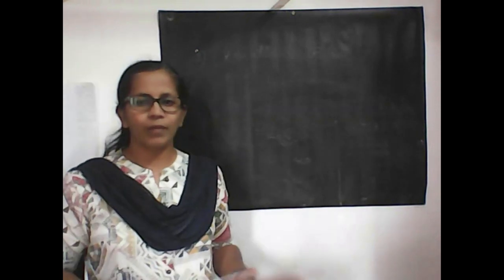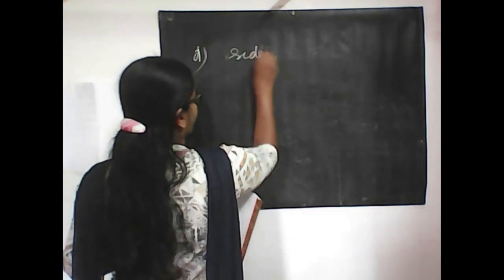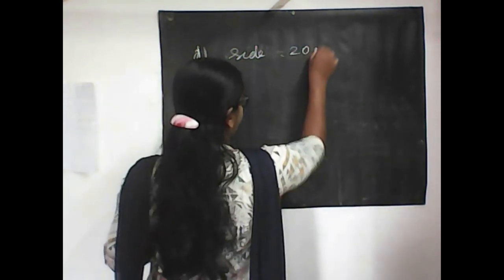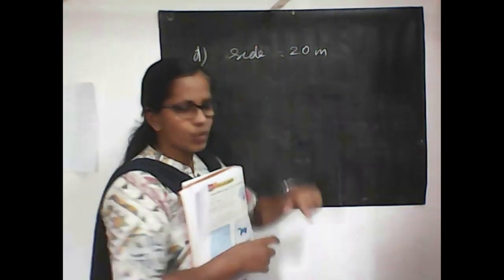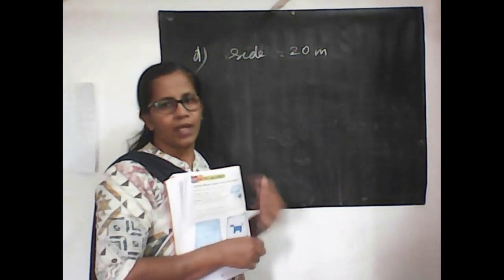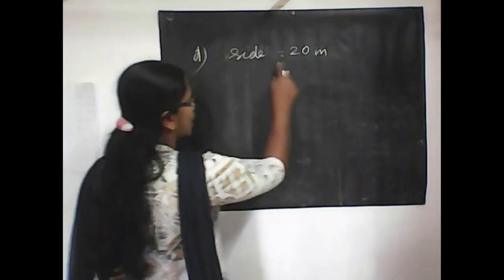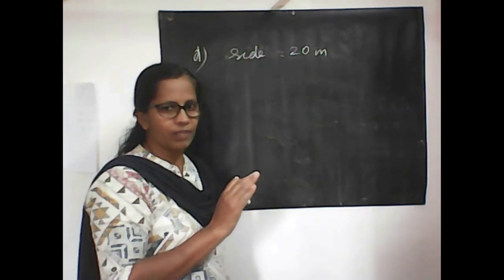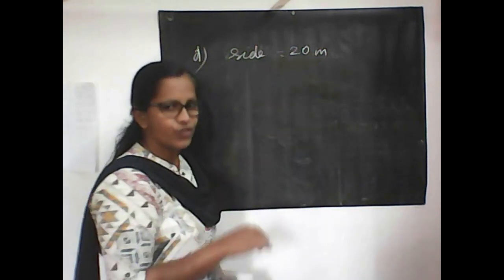So how will you find out the perimeter and area of a square? Same way, question number D. Write first the side is equal to how much is given? 20 meter. Okay, side is equal to 20 meter. Since only one is given, we understood that it is square shaped. And also in this question they have mentioned it is square. Here in a square shape, only one side is enough for us to calculate the perimeter and the area. So side is equal to 20 meter because all other sides are the same.